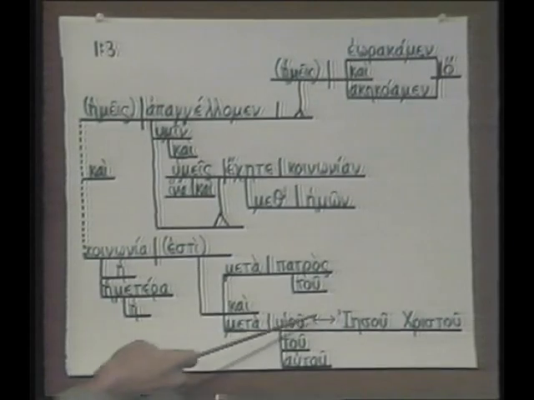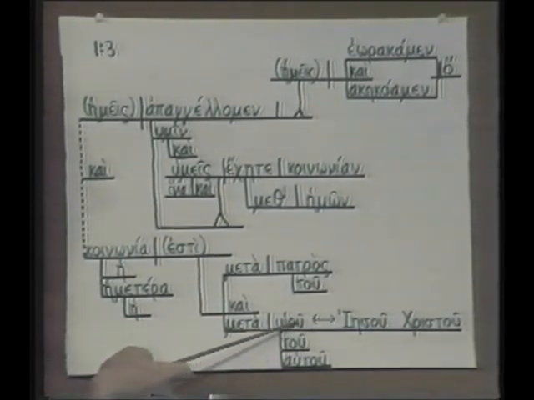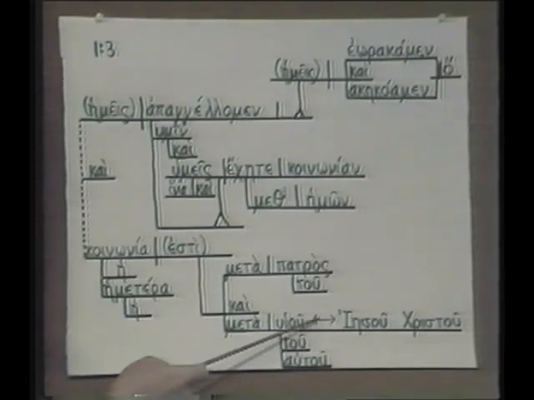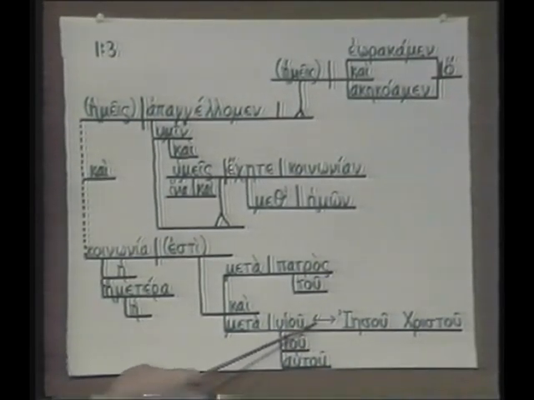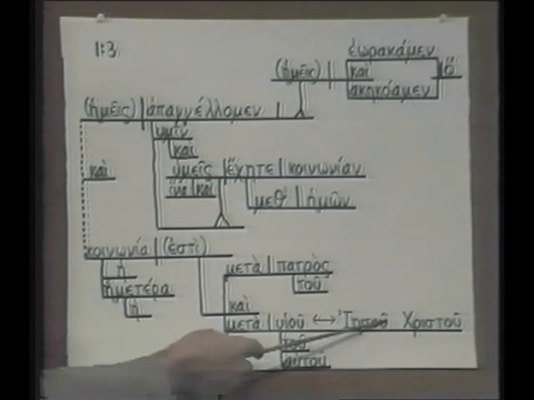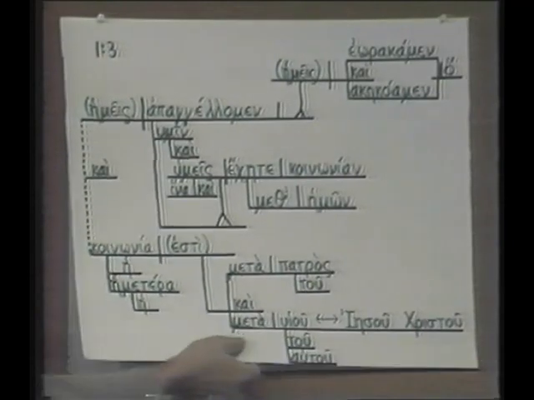Now, this Iesou Christou simply restates the Son in another way. So this is what we call an apposition. We had this also in paragraph 105 in Machen. With His Son, who is Jesus Christ. So that's verse 3.